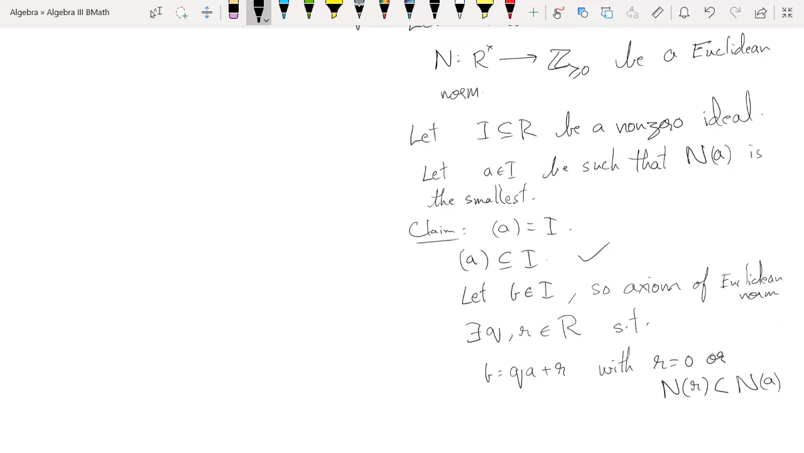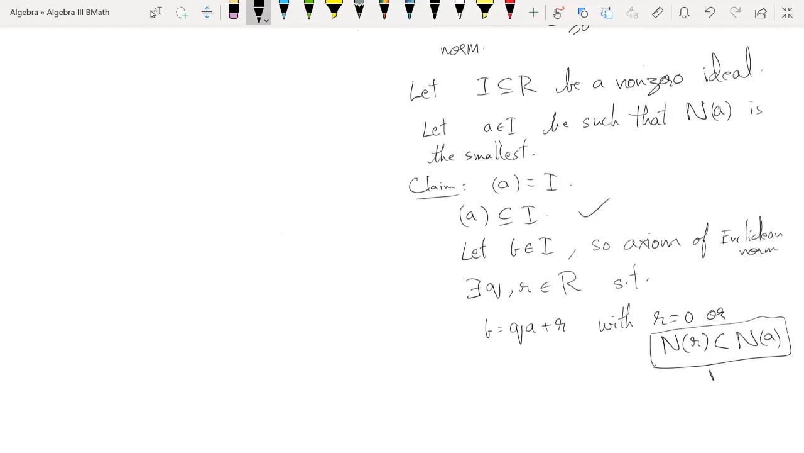But of course, this is not possible. Why is that? Because R is equal to B minus QA, and remember B is in I and A is in I, so B minus QA is in I. And A is an element of I with the least norm, so you can't find any other element in I which will have norm smaller than the norm of A. So this implies norm of R has to be greater than or equal to norm of A. It can't be strictly smaller than norm of A.